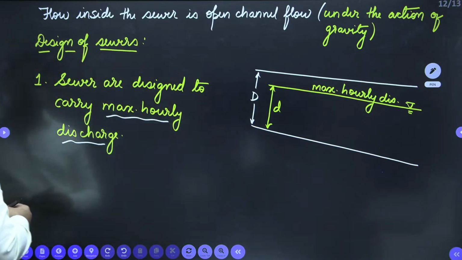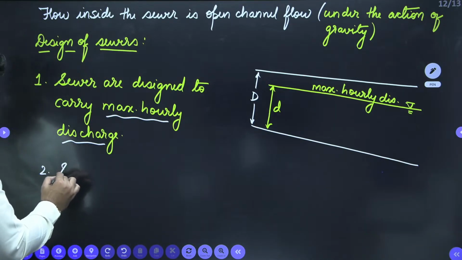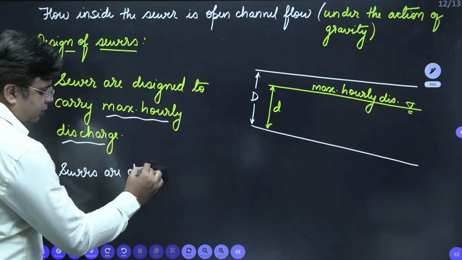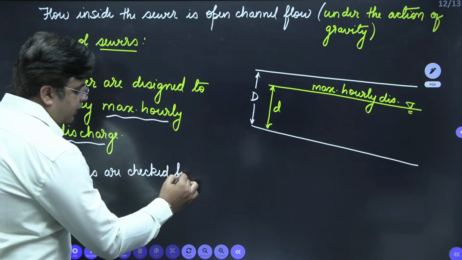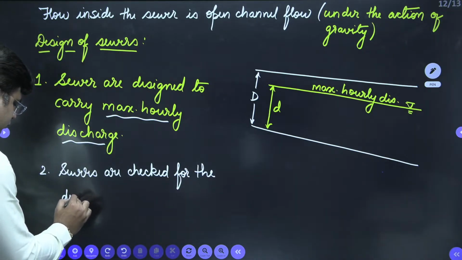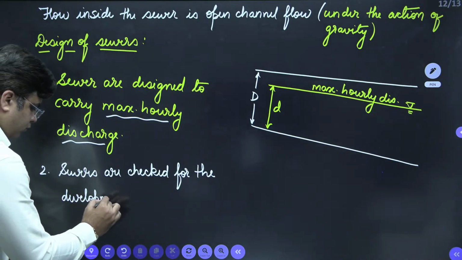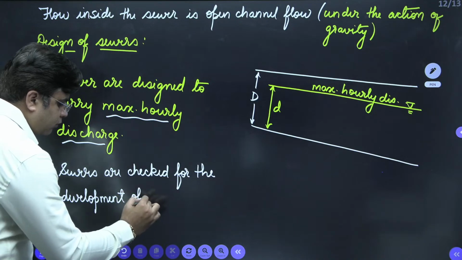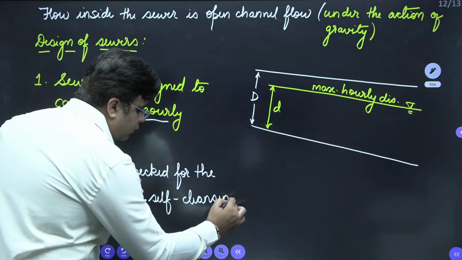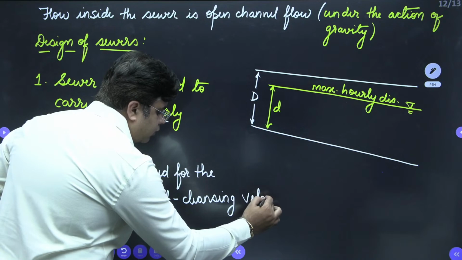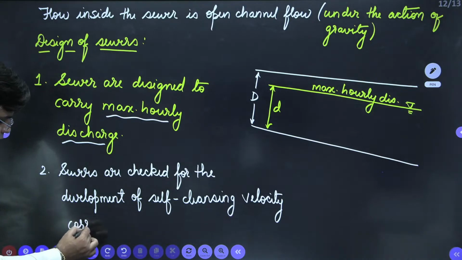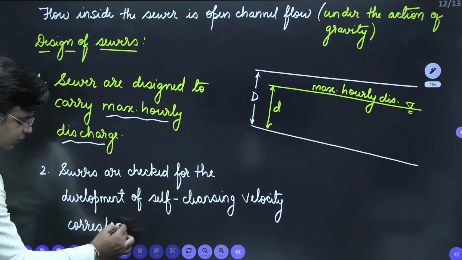Now second point is, sewers are checked for the development of self-cleansing velocity corresponding to minimum hourly discharge.